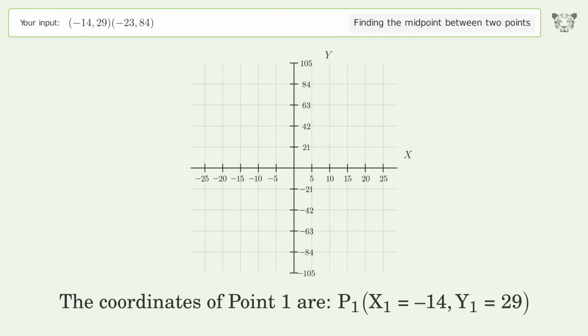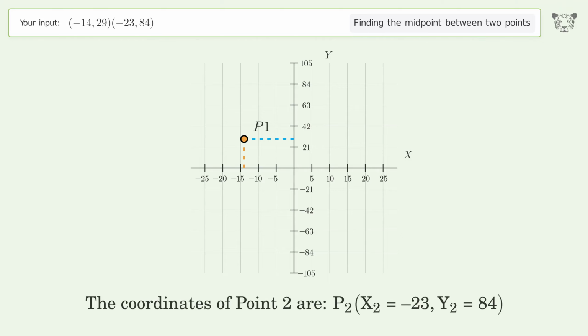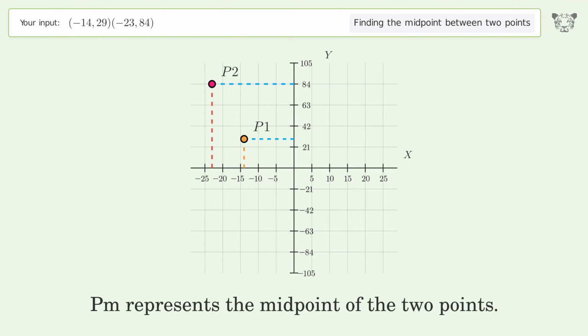The coordinates of point 1 are, x1 equals negative 14, y1 equals 29. The coordinates of point 2 are, x2 equals negative 23, y2 equals 84. PM represents the midpoint of the 2 points.